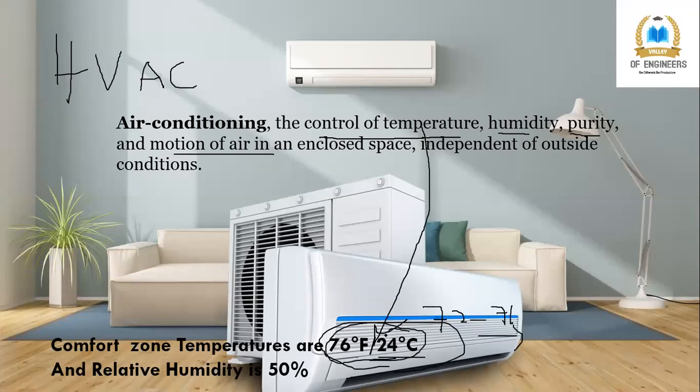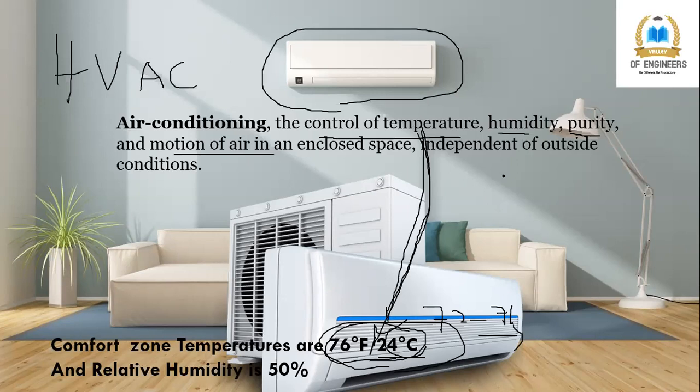Suppose you have to keep 24 degrees Celsius. What you have to do is use an AC, air conditioning. By using this AC, it will decrease the temperature. So the first thing is clear. Second, humidity. Now, how to maintain the humidity? As per standard, the relative humidity should be 50%. That means 50% moisture should be in the air. It should not be too high and it should not be too low.